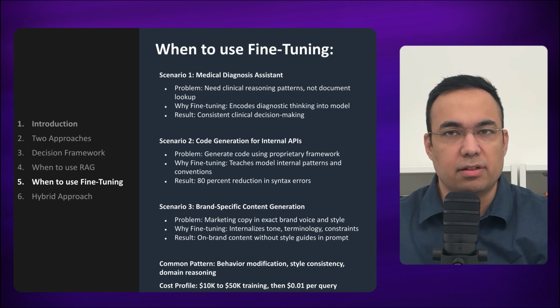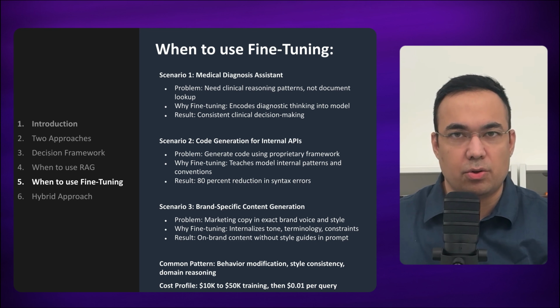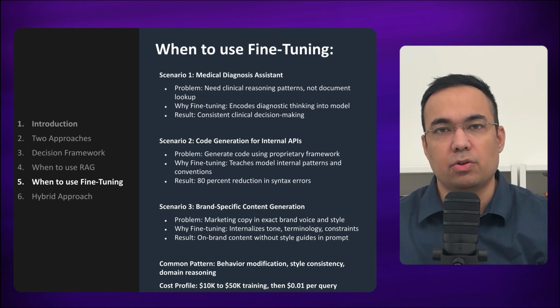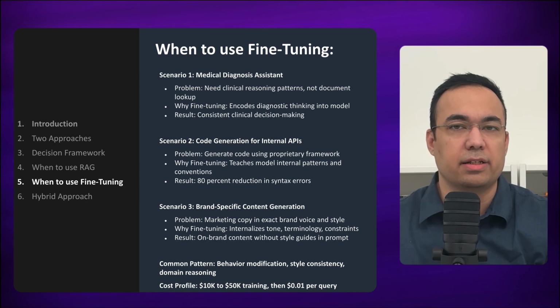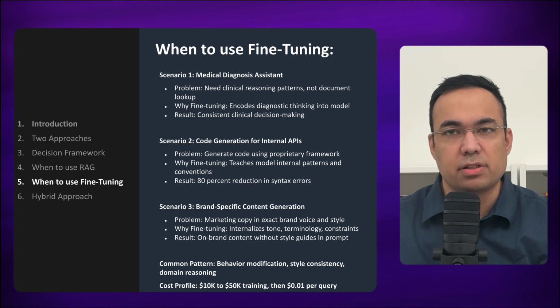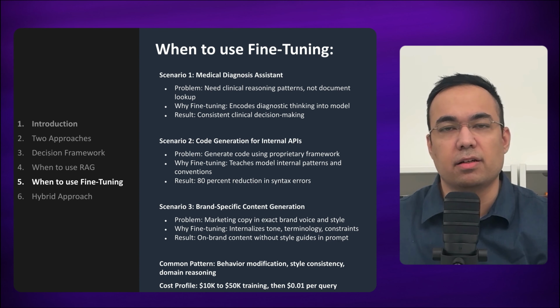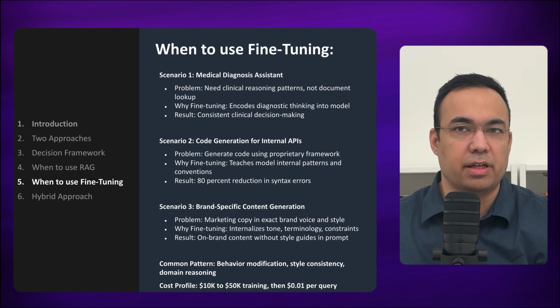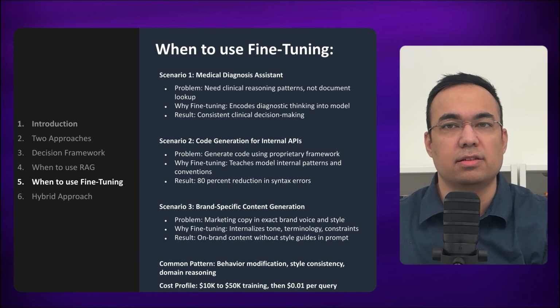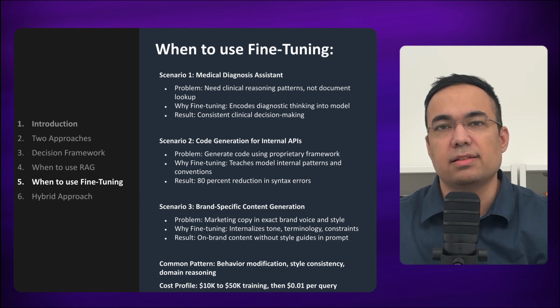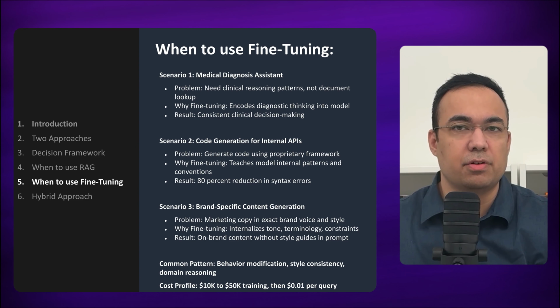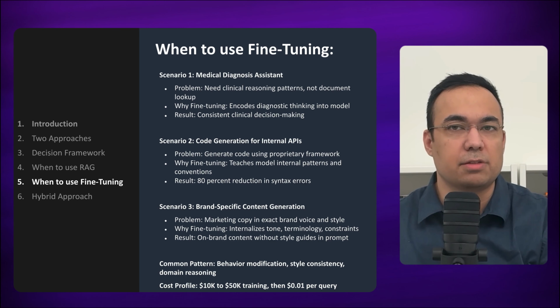You're not trying to retrieve medical textbooks, you're trying to teach the model how to think through different diagnoses, how to weigh symptoms, and how to follow clinical decision trees. Fine-tuning is the right choice here because you're encoding diagnostic thinking directly into the model's weights. The model learns to reason through cases the way a clinician would. In production systems like this, you get consistent clinical decision making that follows learned patterns rather than just matching documents. The model internalizes the medical reasoning, which is fundamentally different from retrieving medical facts, which might be part of the RAG approach.